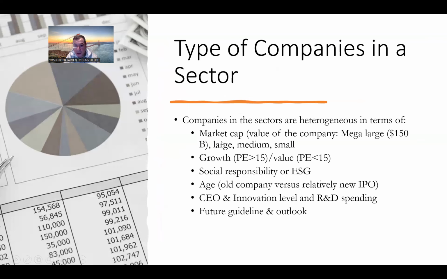Types of companies in the sector: large cap, growth stocks in the sector could be PE above 15, PE below 15, price earning, market cap. Some companies are large cap, some small cap. Some companies had an IPO a few years ago, some 30 years ago. Social responsibility, ESG: some companies are more socially responsible, others are less.